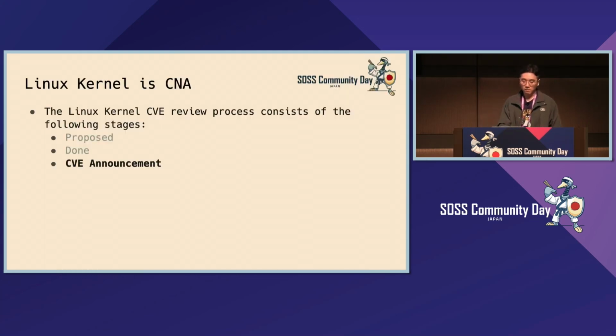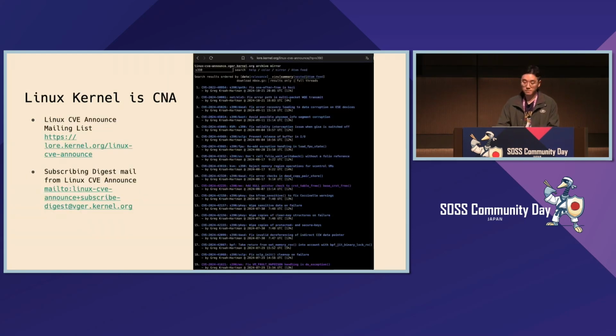Once the CVE team completes their review, they publish the patch and its assigned CVE numbers to the mailing list. The Linux kernel CVE announcements are published on the following mailing list address, lore.kernel.org/linux-cve-announce. The right image shows the mailing list filtered for the S390 architecture.